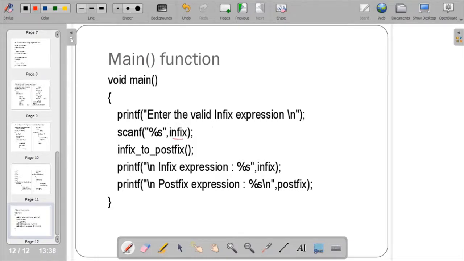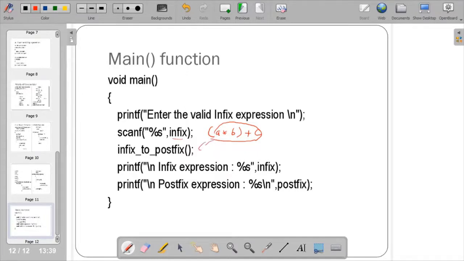For example, let me take, while tracing, A star B plus C. Okay, A star B plus, close the bracket, plus C. So this is the infix expression, and this needs to be converted to the postfix. You know what the result of the postfix is? We had already done this. So this needs to be converted.